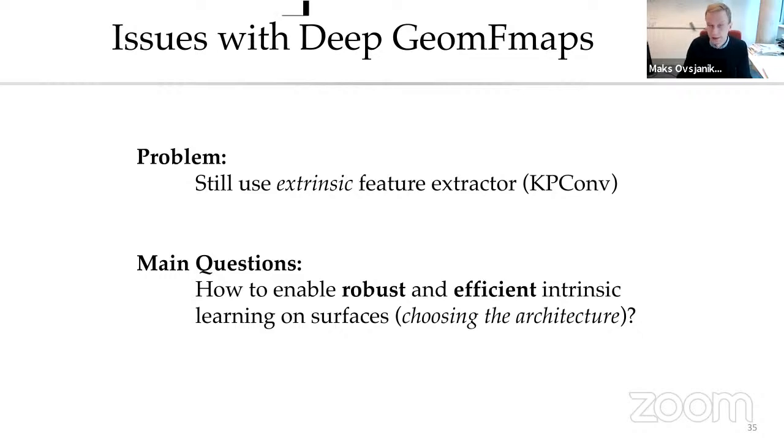So this is something that we want to improve. And so the general question is, how do you enable robust and efficient intrinsic learning on surfaces? So robust, I really want to emphasize, because a lot of the architectures can be efficient and can be accurate, but often are not robust to remeshing.